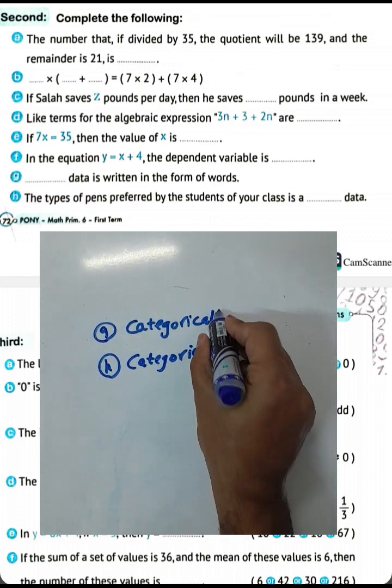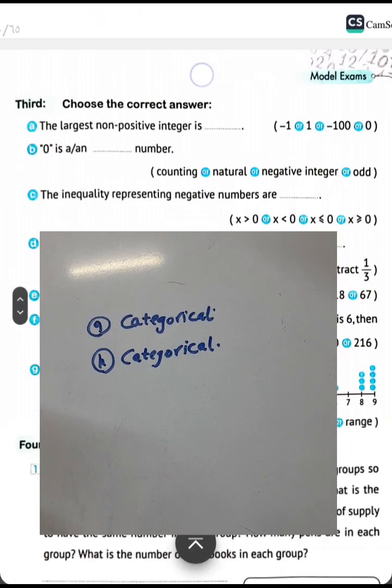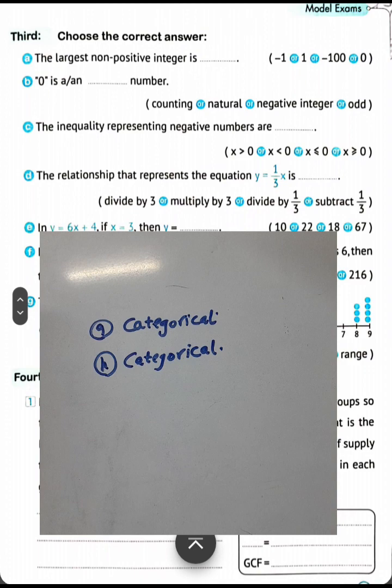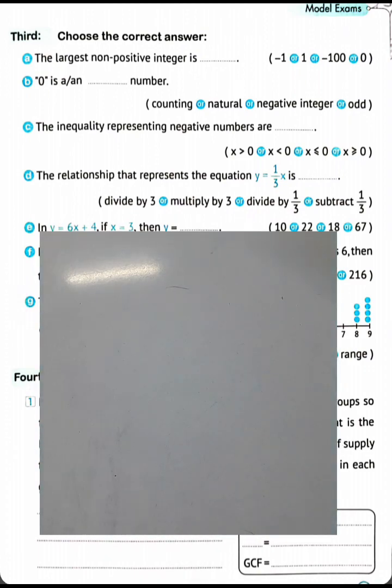We used words in this example. Okay, third, choose the correct answer. The largest non-positive integer will be 0. Non-positive, it will be 0. And non-negative, it will be 0. 0 is both non-positive and non-negative.